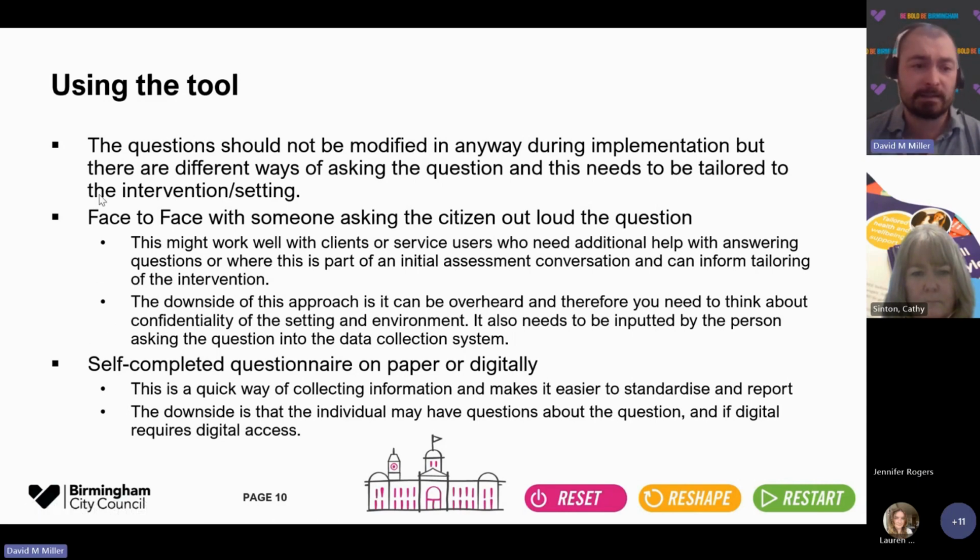The other way listed here is a self-completed questionnaire on paper or digitally. This is obviously quicker to collect and is probably easier to standardise and report. However, the downside is that if an individual has questions about it, they won't necessarily have access to you as easily to ask those questions. And also, if it's done digitally, that relies on them having digital access. We're very aware that we don't want people being digitally excluded in any way during this process.